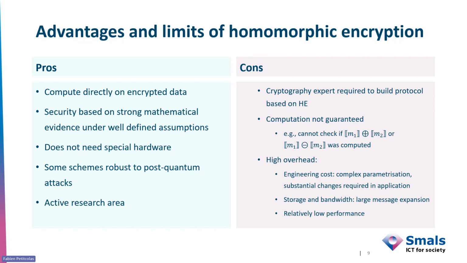In addition to that, the homomorphic encryption schemes by themselves do not guarantee the computation. So in the previous example, the remote machine could have done a subtraction instead of an addition, and you wouldn't have been able to notice without doing the computation yourself. So you do need to add other types of mechanisms to verify the computation done by homomorphic encryption.